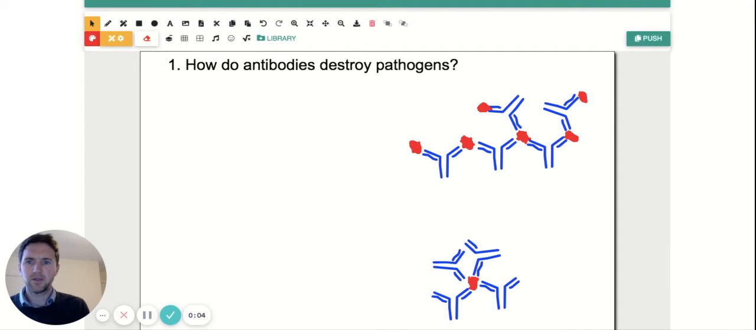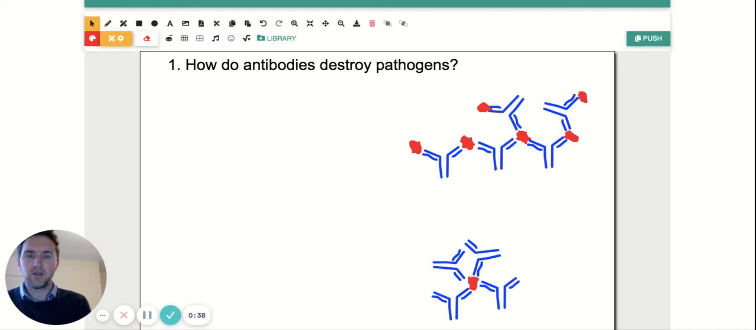Okay, so the last revision video for the immune system is just taking a quick look at how antibodies destroy pathogens. So remember, which cell are antibodies released from? That is the plasma cells. So plasma cells release an antibody with an antigen binding site that is specific for a specific antigen, so it fits exactly only one antigen. So how do they destroy pathogens?